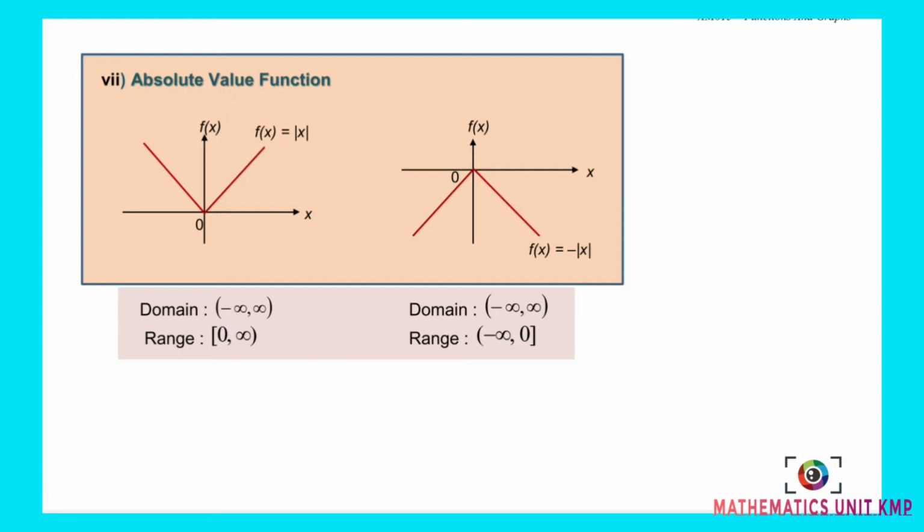Now, absolute value function. You have learned the function before in chapter 2, where the function includes a modulus sign. Alright, there are two cases of absolute value function. First, where it involves only a positive modulus. Okay, how do you sketch the graph?